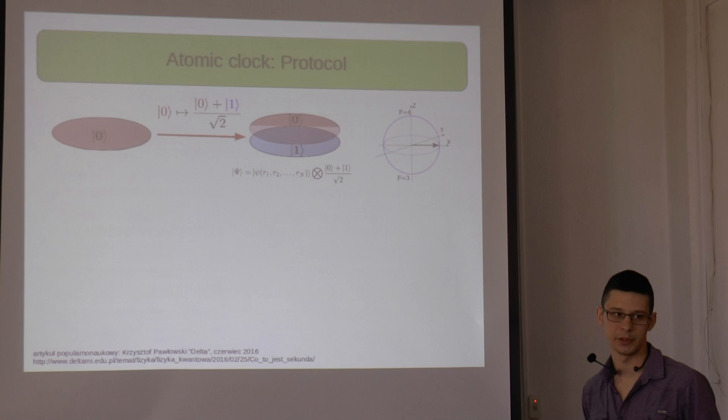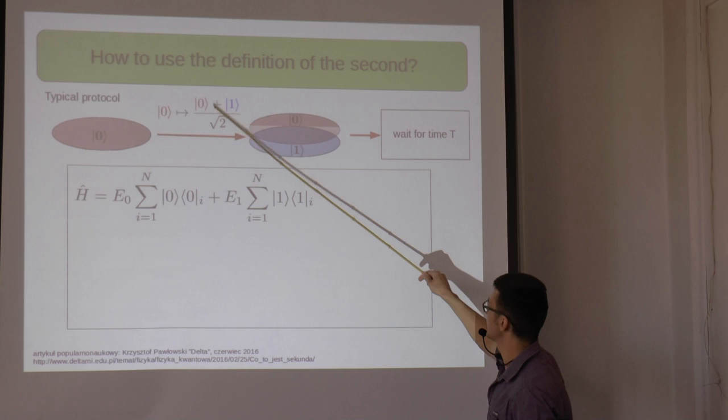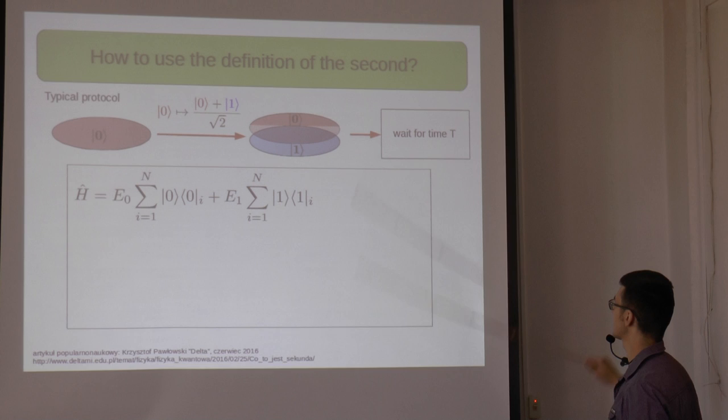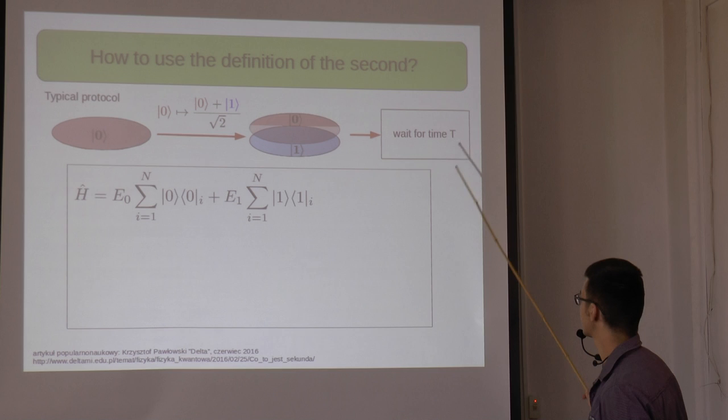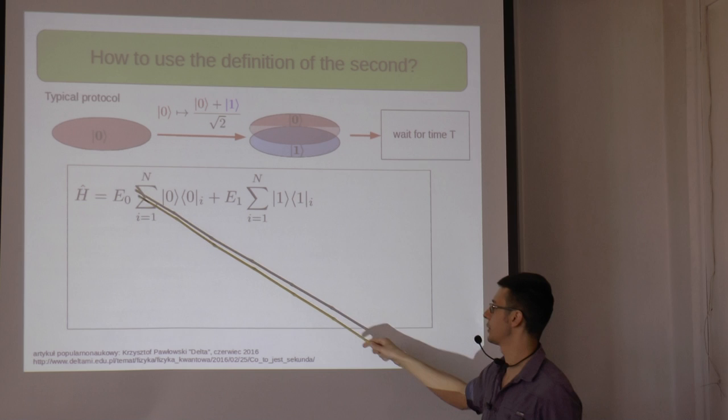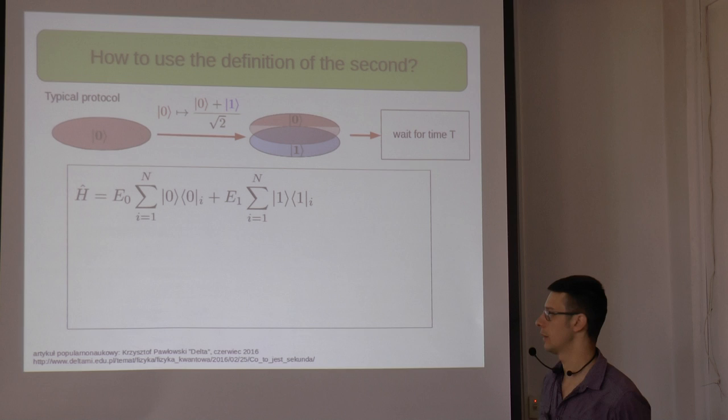Once we prepare each atom in this superposition, 0 plus 1 over square root of 2, then there's just waiting time. This is called interrogation time. And during this time, the system is evolving due to this simple Hamiltonian. The Hamiltonian is just the number of atoms in state zero times the energy of the zero level, plus the number of atoms in one times the energy of level one.